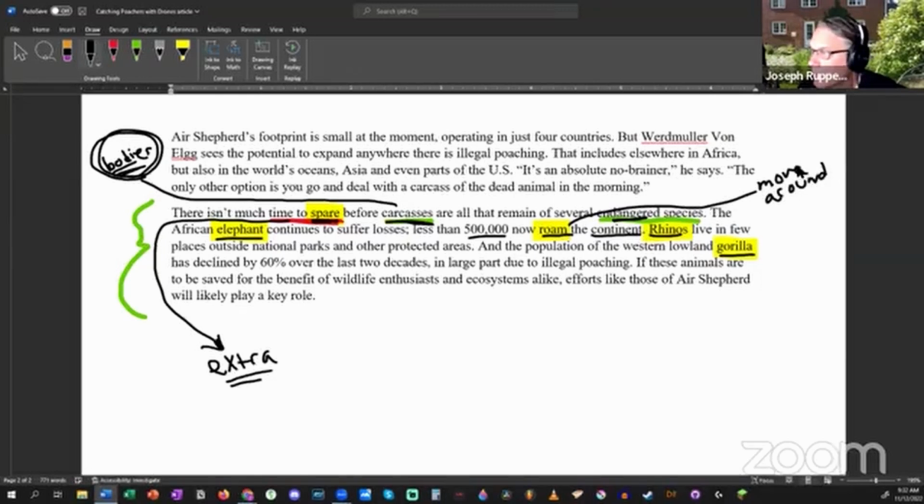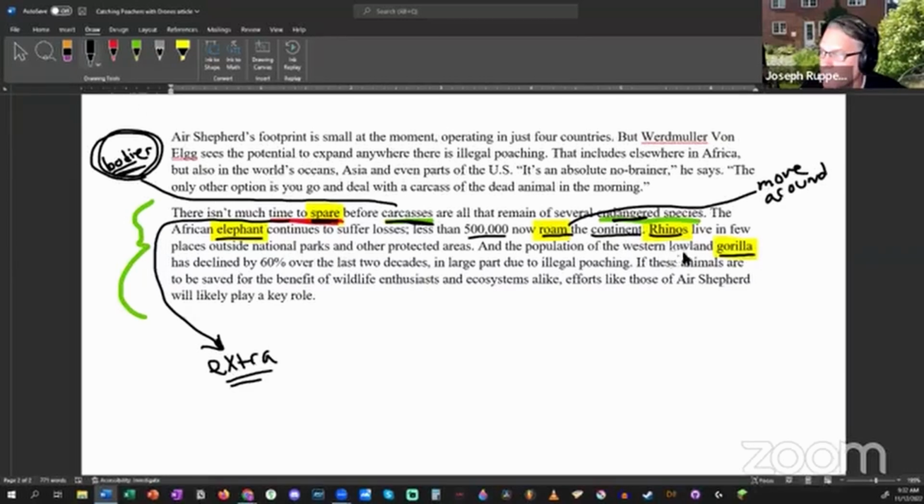Okay, good. Rhinos live in few places outside of national parks and other protected areas. So here the idea is that rhinos are usually inside of protected areas, so not usually in the wild. That's the idea here. They're not living in the wild.